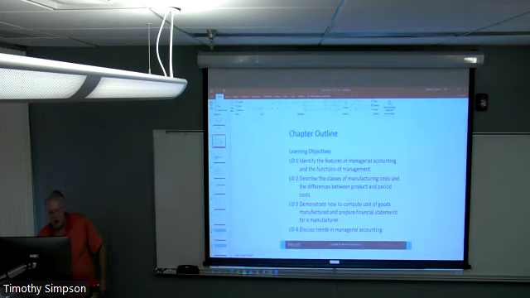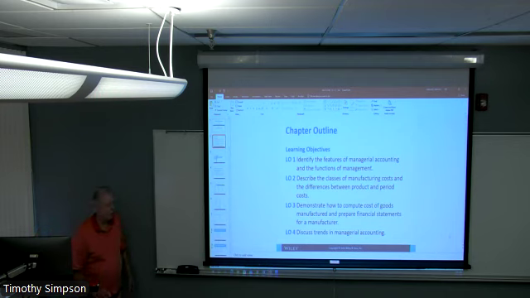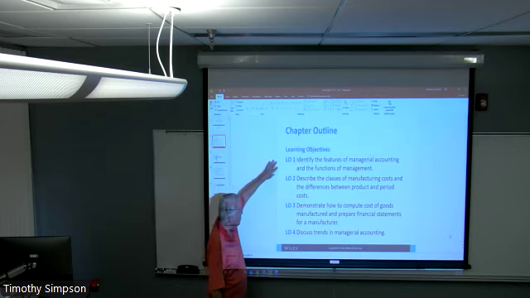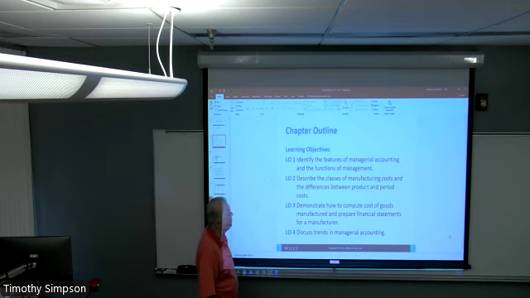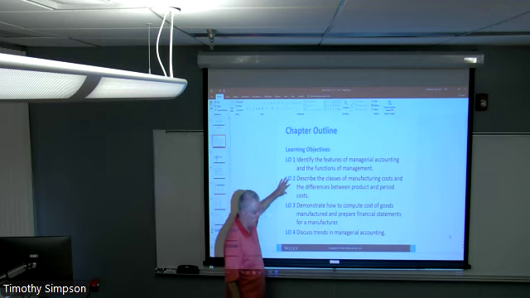So in this chapter, it's our introduction really to managerial accounting and what it is. And so it's all managerial from here on out. And we have 4 learning objectives in this chapter. Number 1, we're going to talk about the definition of managerial accounting, describe it, talk about how it works, what the uses of it are within companies. We'll talk about manufacturing in particular.